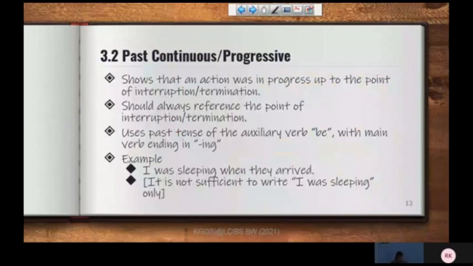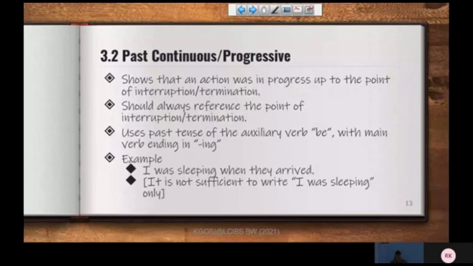But the important point to make is that with past continuous, there should always be a point of termination. The past continuous tense implies that something was happening up to a certain point, or until there was an interruption, or until the point where you are concerned with the issue, in the past. So it stopped happening at that point, or you became interested in it at that point. So it's always important to actually specify that point when you're giving your examples.